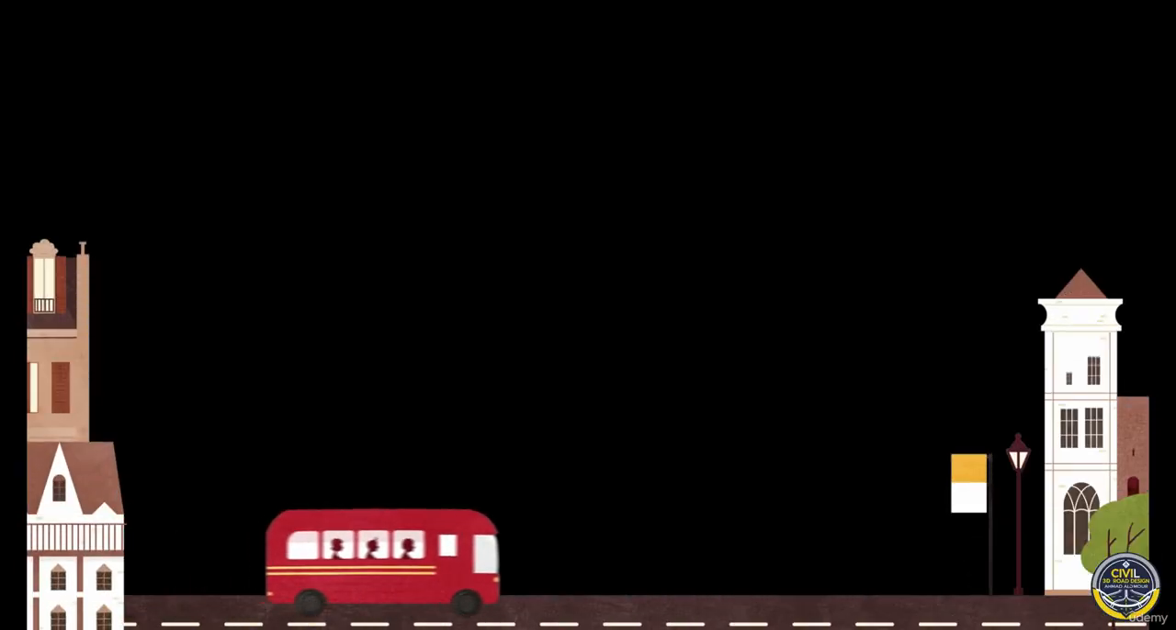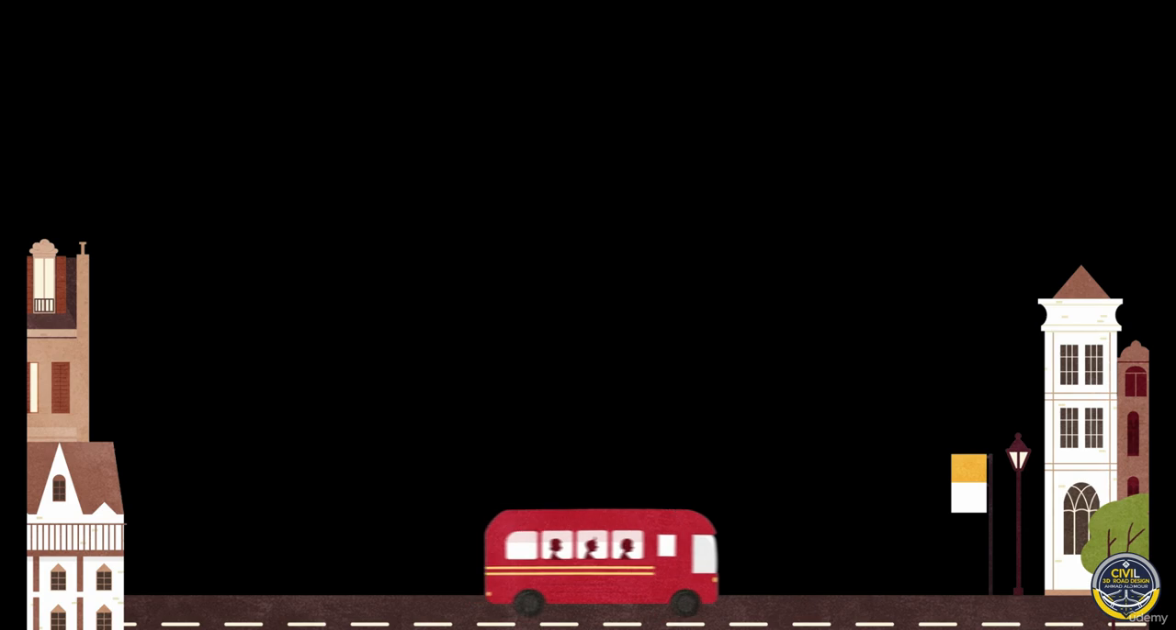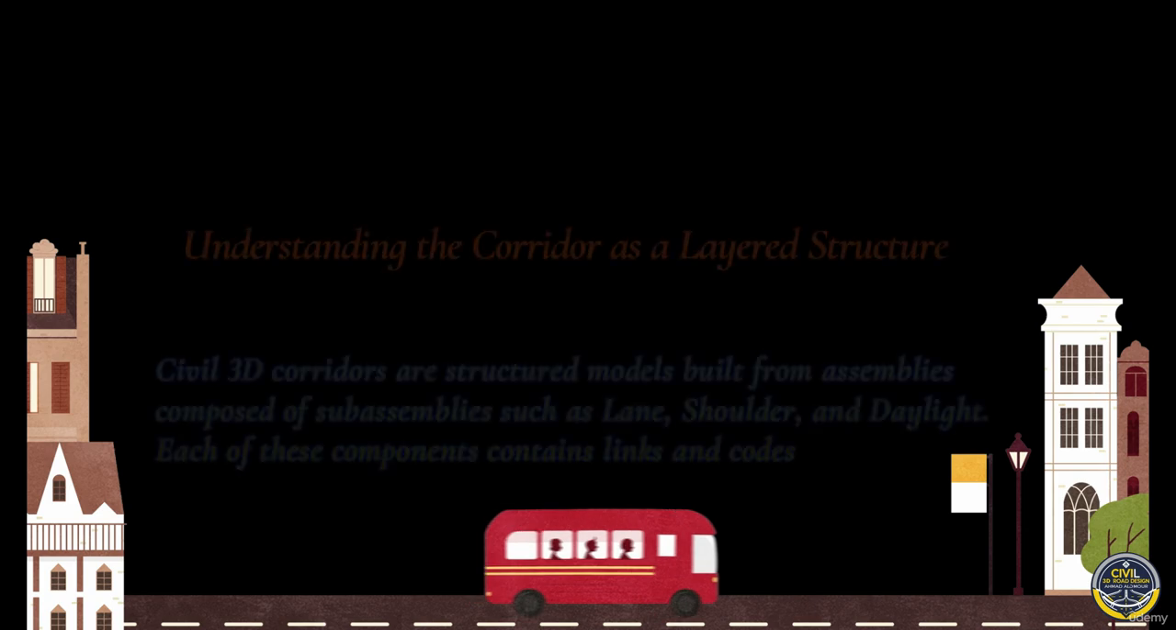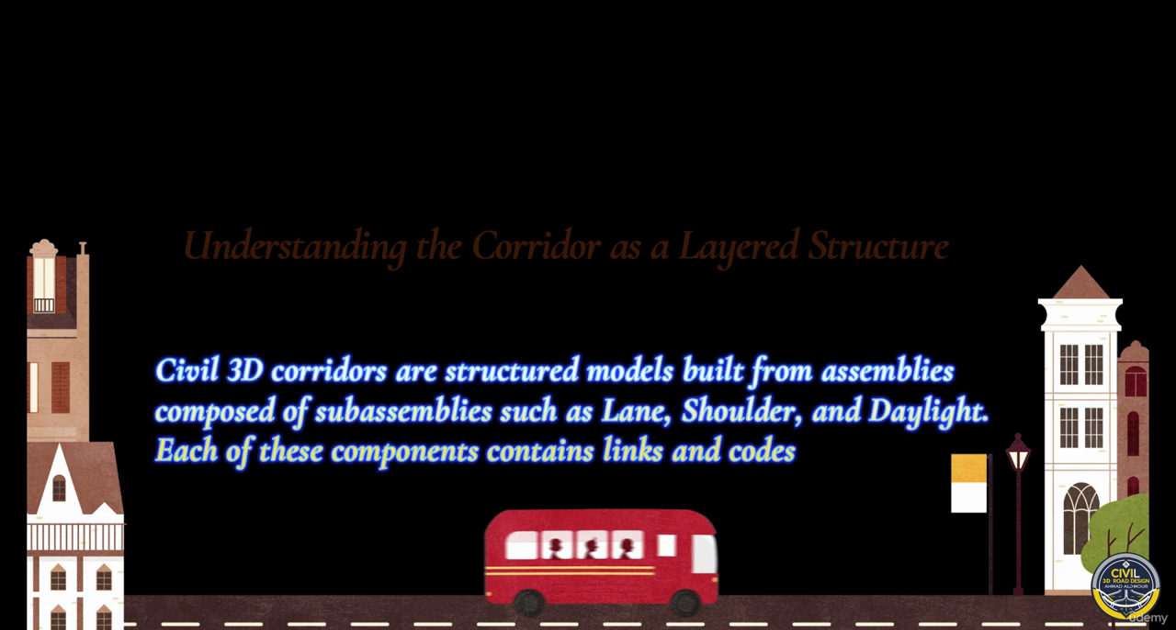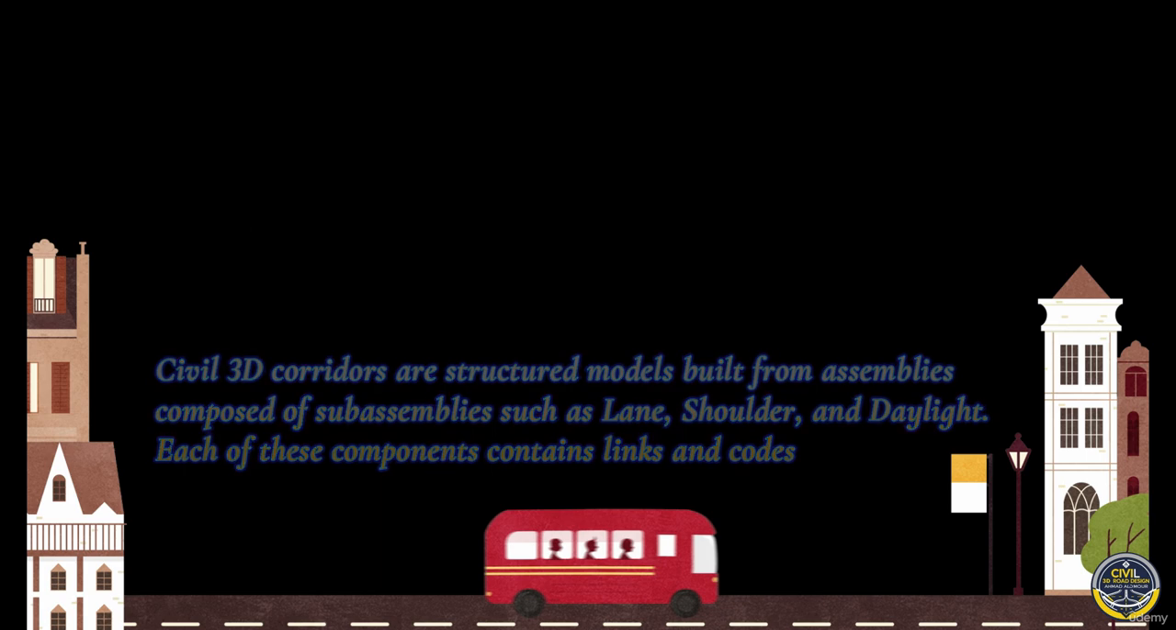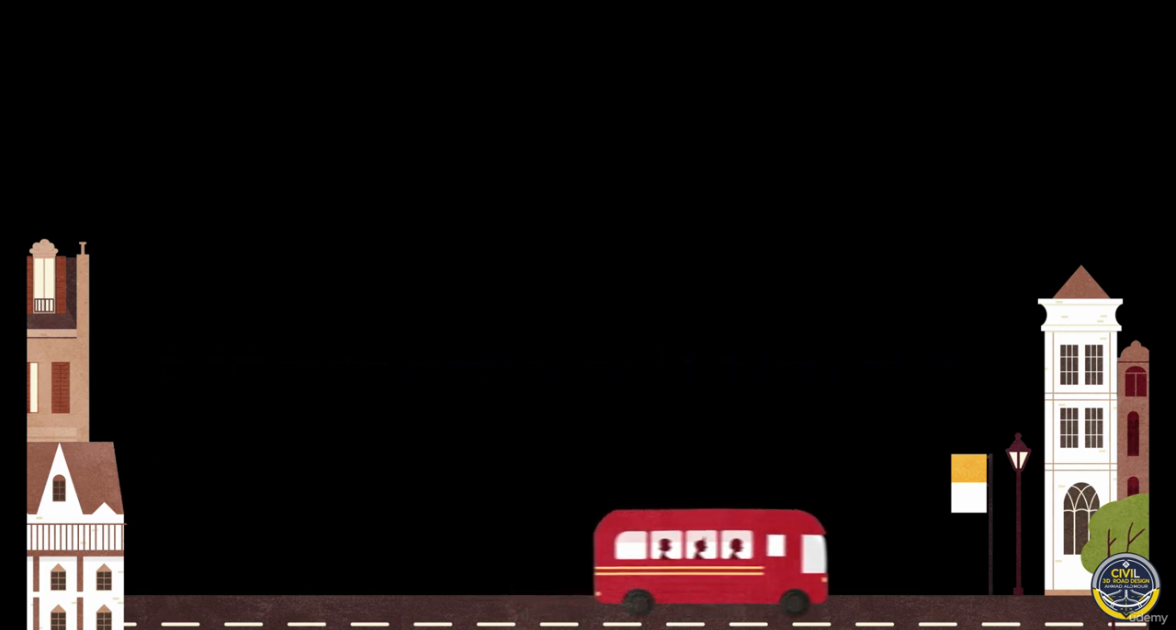Understanding the corridor as a layer structure. Civil 3D corridors are structured from assemblies composed of subassemblies such as a lane, shoulder, and daylight. Each of these components contains points, links, and codes, digital labels that define surfaces within your design.